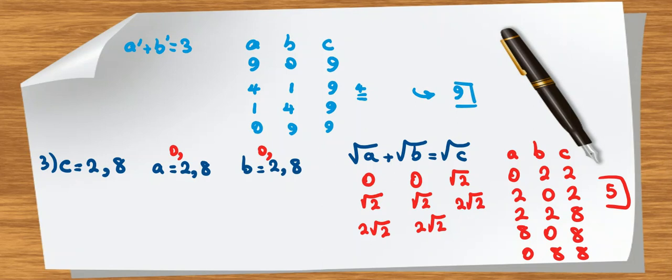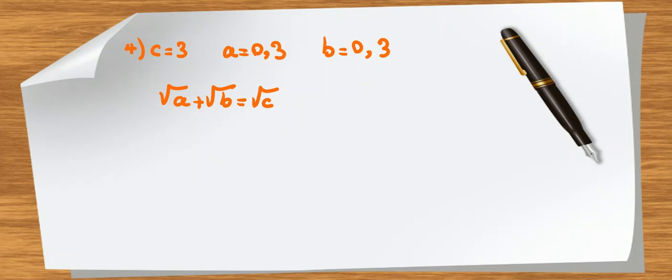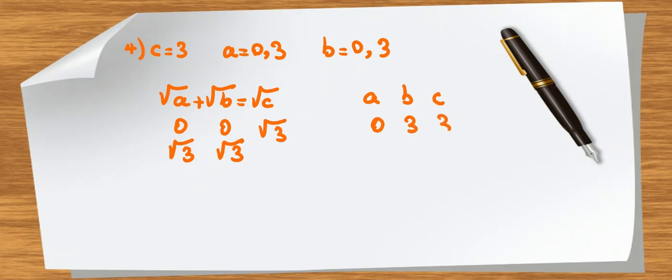So that was case 3. Now let's calculate case 4. In case 4, C is 3, A can be 0, 3, B can be 0, 3. And square root of A plus square root of B equals square root of C. So square root of A is what? 0. It can be only root 3. Here 0, root 3. Here root 3. So A, B, C can be 0, 3, 3 or 3, 0, 3. So we found 2 other answers.